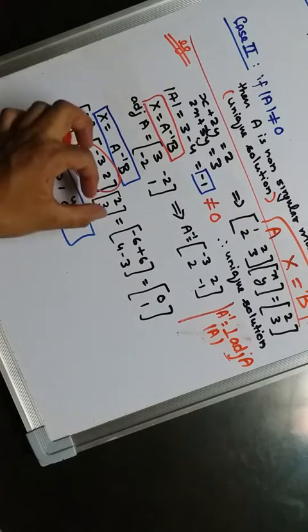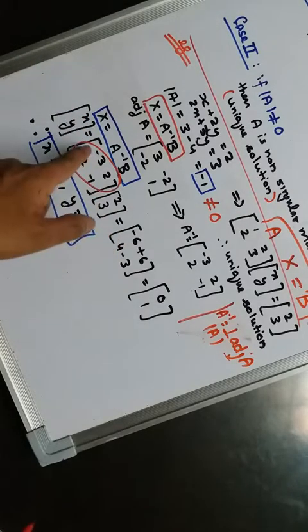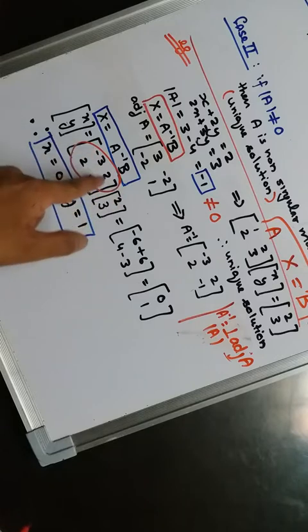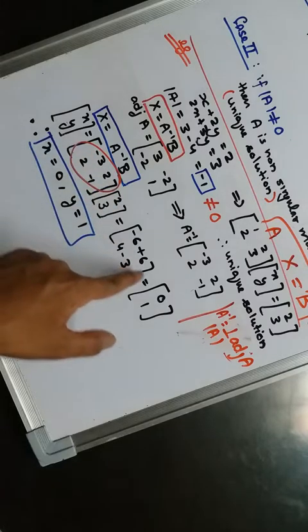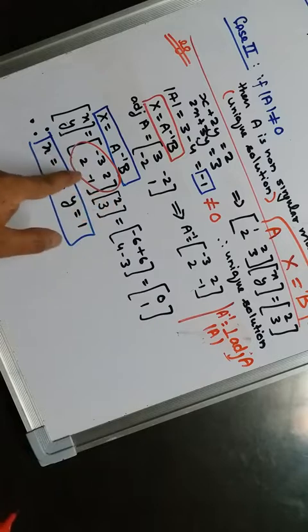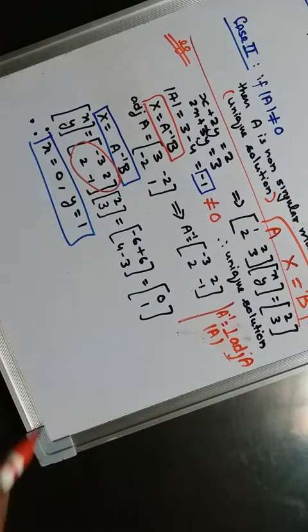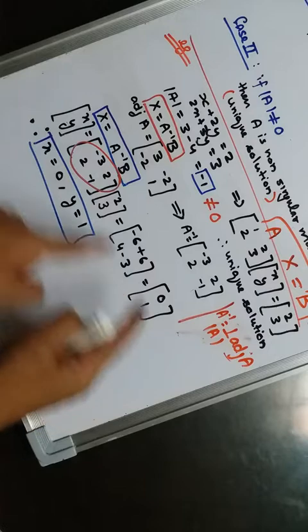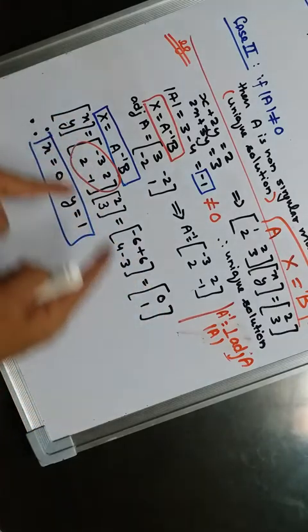So multiply A inverse B is equals to, on solving, row into column: minus 3 into 2 plus 2 into 3 is 6, 0, 2 into 2 is 4 minus 3, 1. So on comparing this with this, x equals to 0 and y equals to 1.